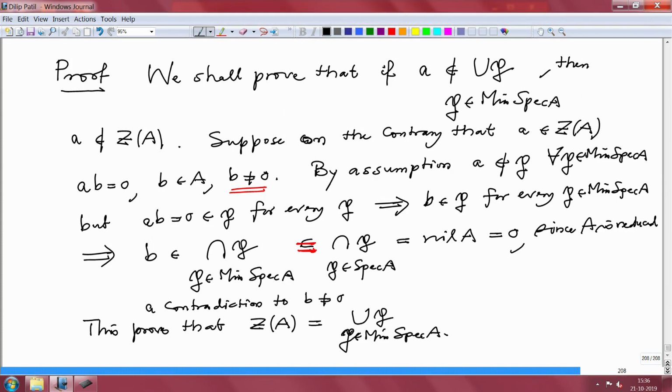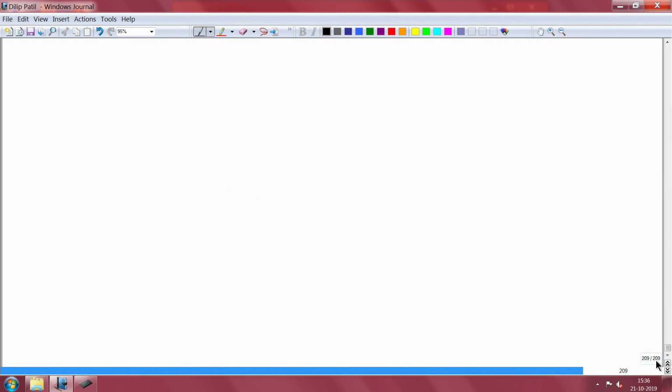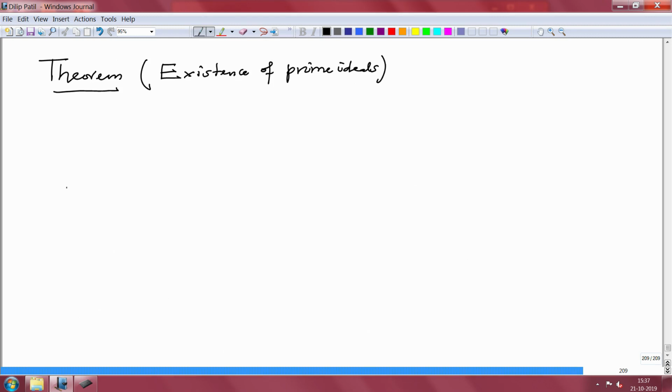Now I want to prove a theorem, which is very important. Actually, we have proved directly that there are prime ideals by proving there are maximal ideals, and every maximal ideal is a prime ideal. That was precisely the content of Krull's theorem. But this is directly proving that there is always a prime ideal. So this theorem is also, one can say, the existence of prime ideals. And we will prove this as an application of the localization.